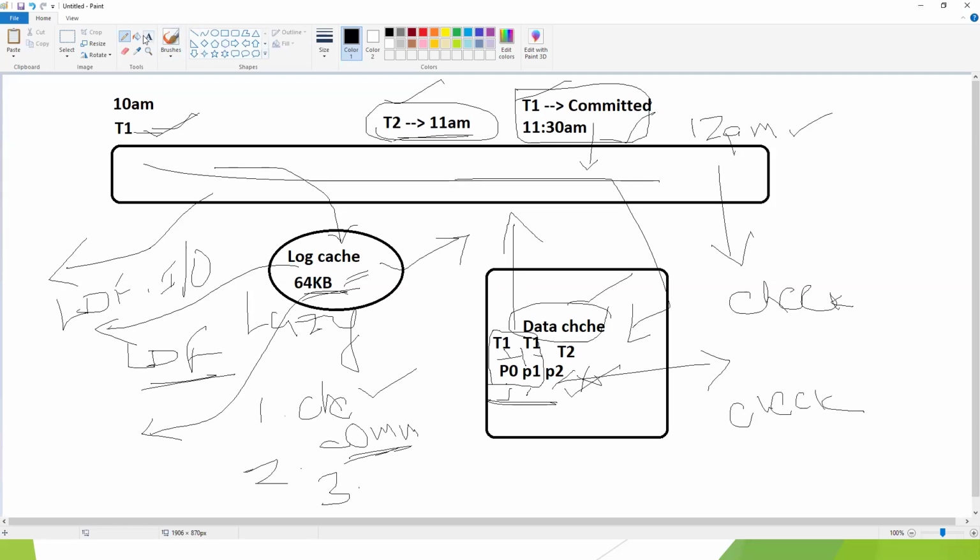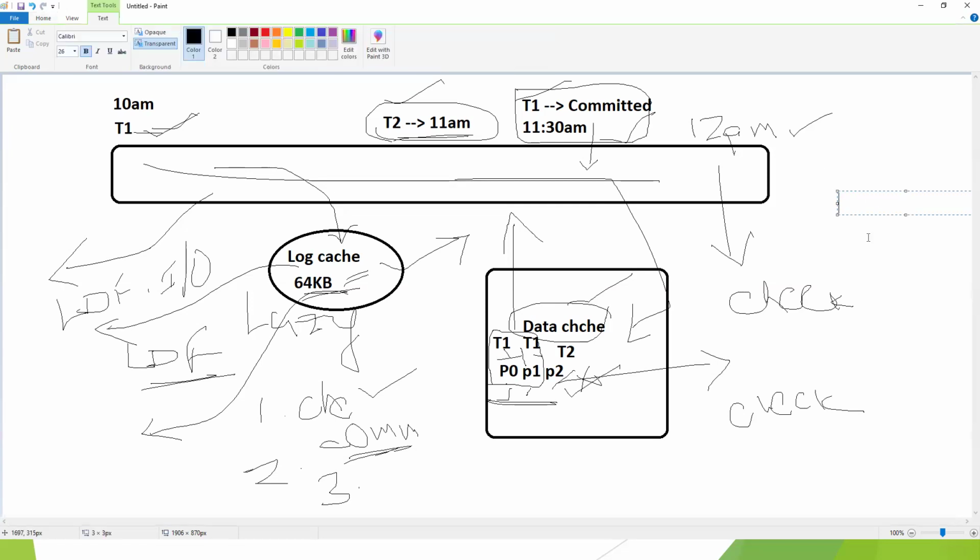Checkpoint does two things, for your information. One, it will flush the log cache to the log file, the LDF file. That makes sure whatever data we are processing is persisted into the transaction log file. Why is it required? For recovery purposes, we require the log file to be updated. For that reason, we have something called write-ahead logging. So if a checkpoint happens, it will make sure the data is written to the transaction log file. Second, when a checkpoint occurs, it flushes the dirty pages, you can consider that.